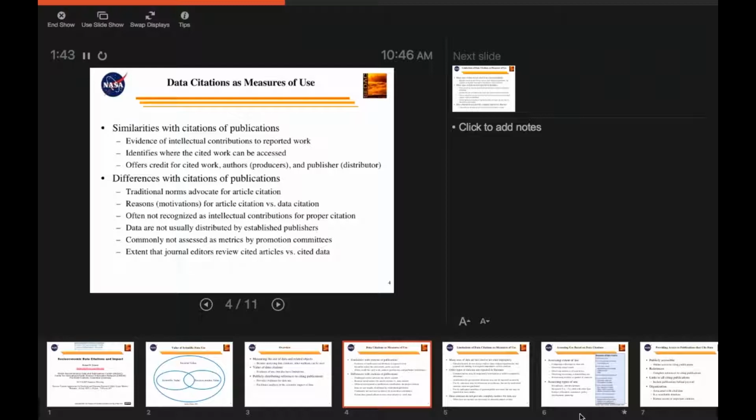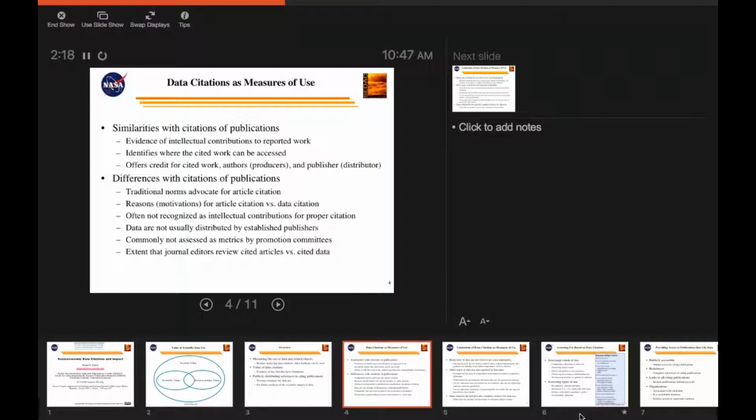And then the data are not usually distributed by the established publishers, so there's a bit of a disconnect because of that tradition. The publishers are all eager to recognize each other, and they might not be so eager to recognize a data center, for example, or even a data citation as a reference. And they're commonly not assessed as metrics when it comes to promotions or hiring, for that matter.